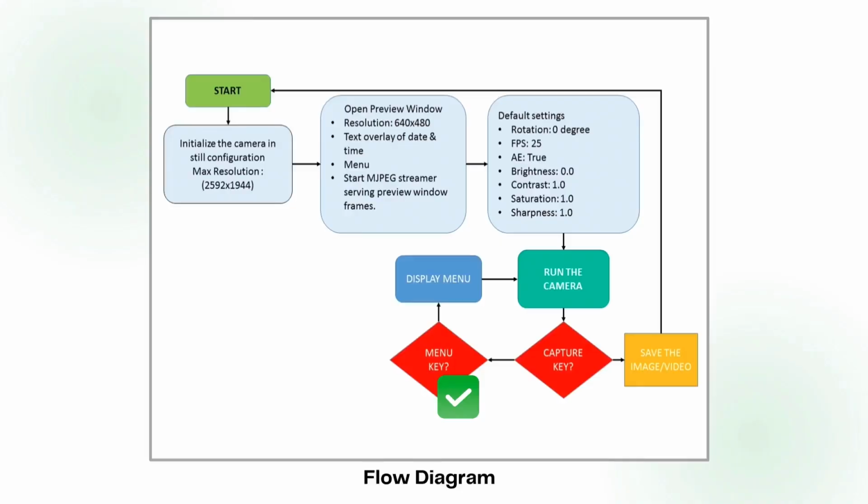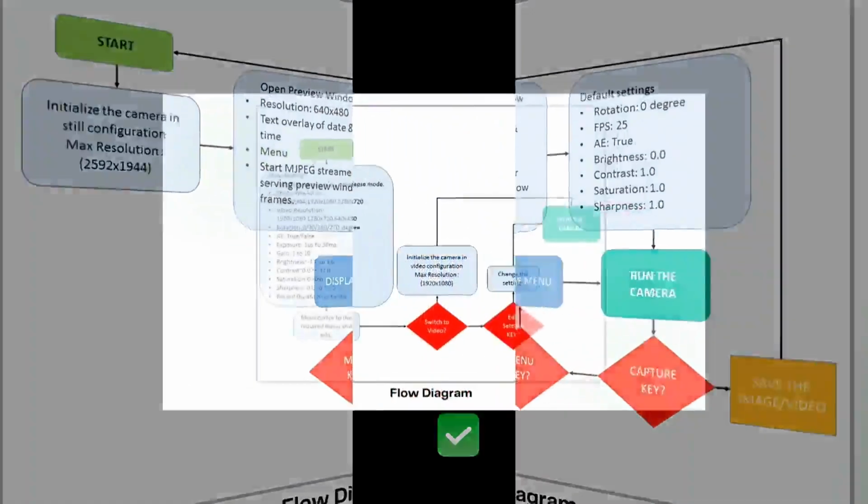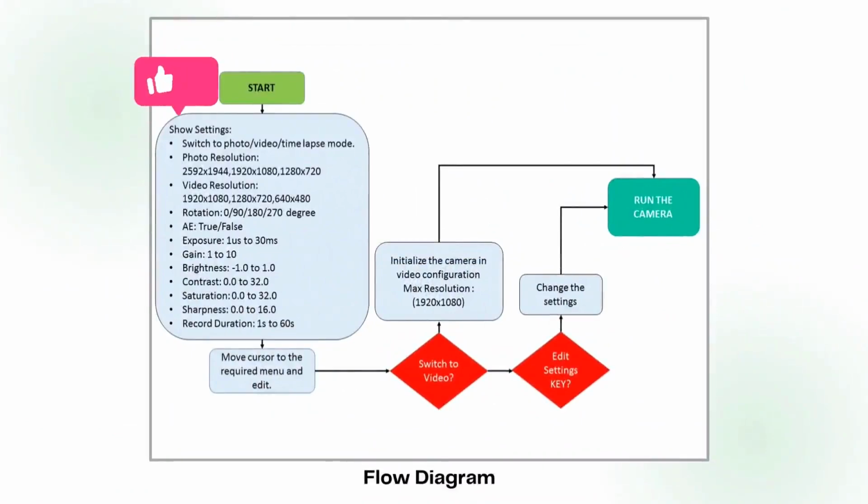The settings available in the menu are as follows. Switch to photo mode or video mode or time-lapse mode. The switch to photo mode setting configures the camera in photo mode. In photo mode or time-lapse mode, the main resolution can be 2592 by 1944 pixels or Full HD or 720p. The switch to video setting configures the camera in video mode. In video mode, the main resolution can be Full HD, 720p or 640 by 480. For video, the max resolution allowed is Full HD.